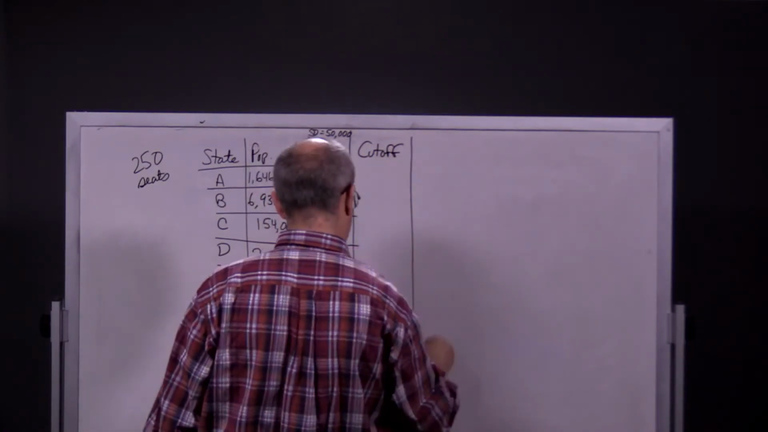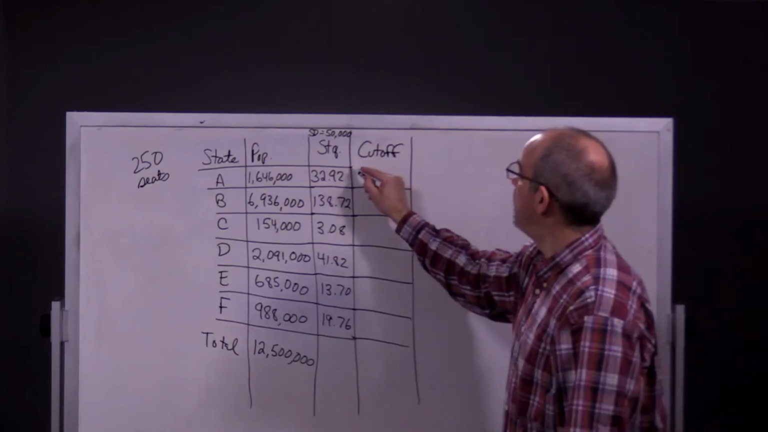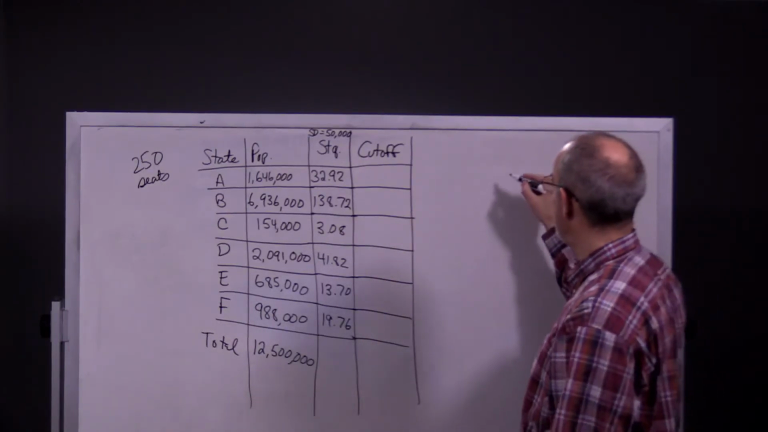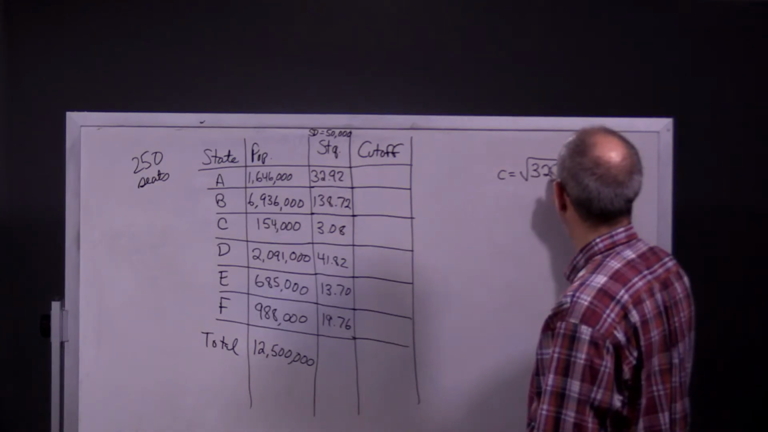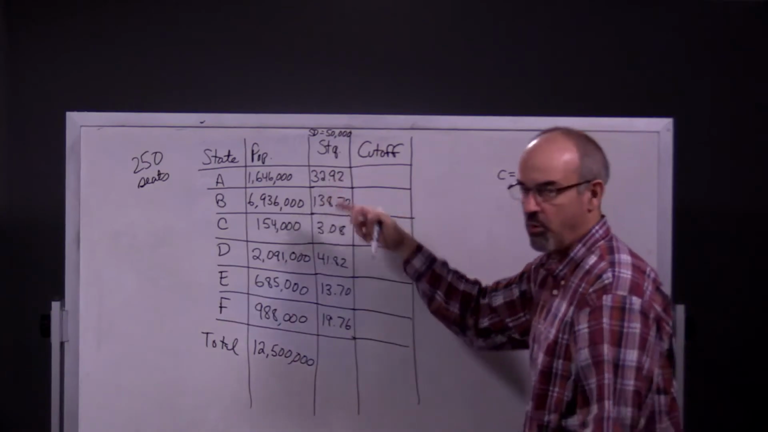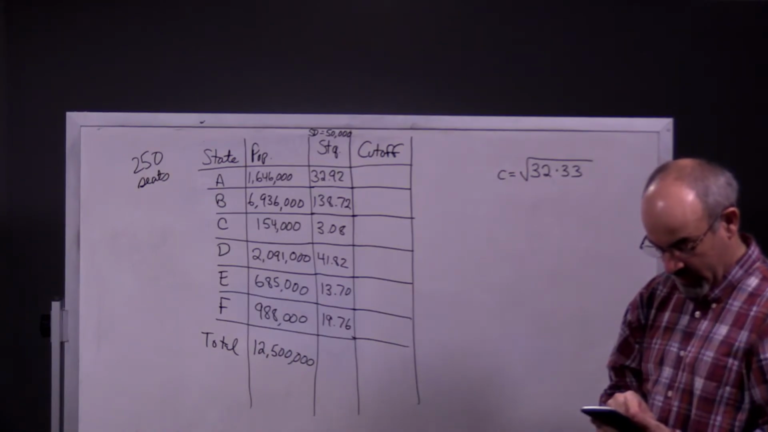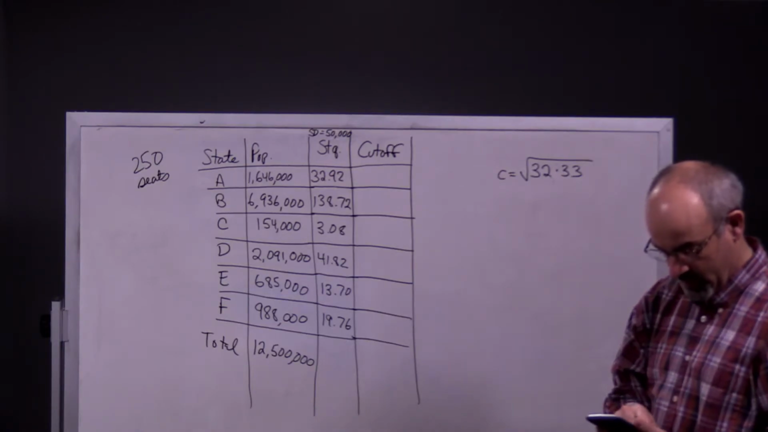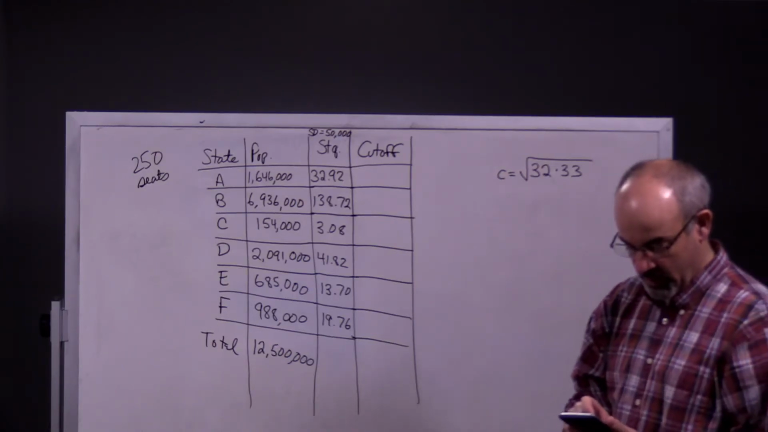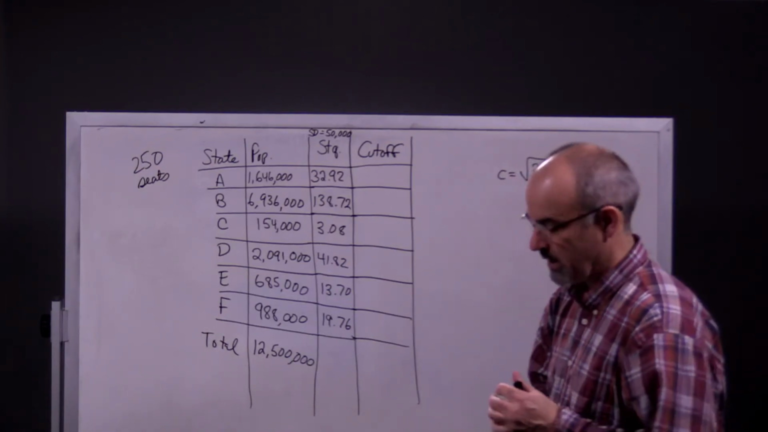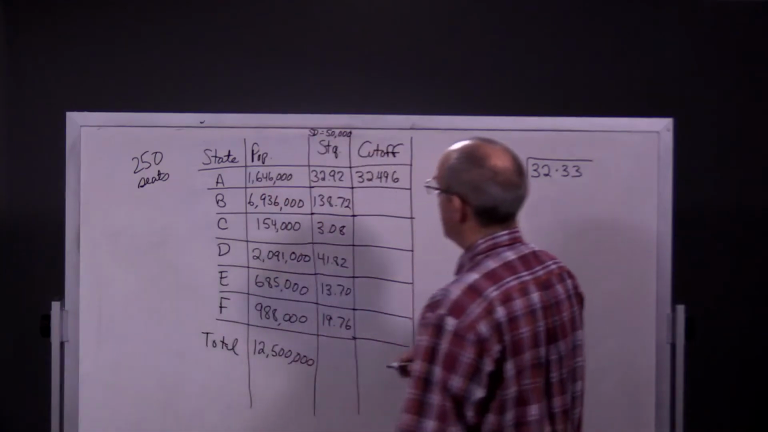Okay, so let me write cutoff. Maybe I'll show some of the work off to the side. So the cutoff for this is you have to take the geometric mean of the lower, which is 32, times the upper, which is 33. 32.92 is in between the two integers, 32 and 33. So 33 times 32 is 1056. I want to know what the square root of 1056 is. It's 32.496, approximately. Okay.